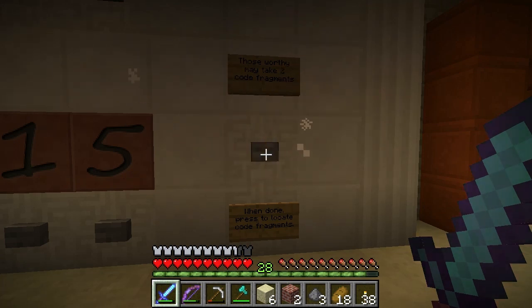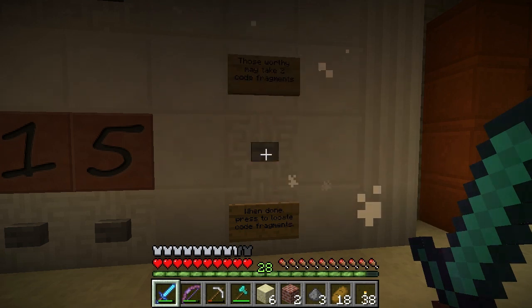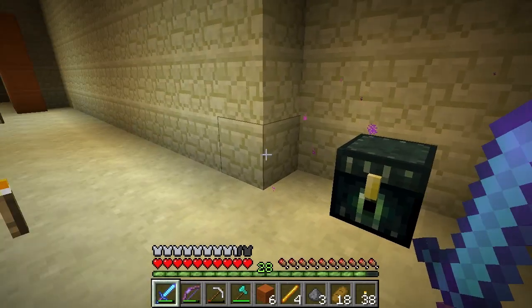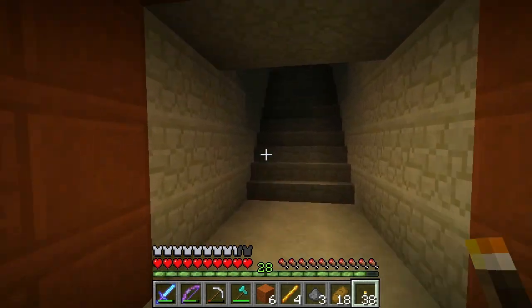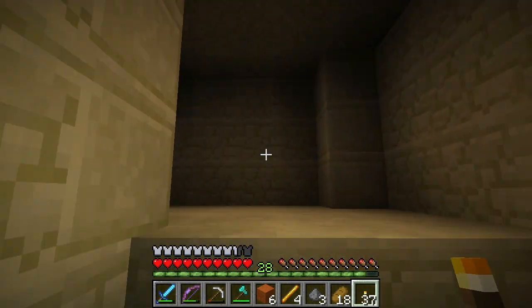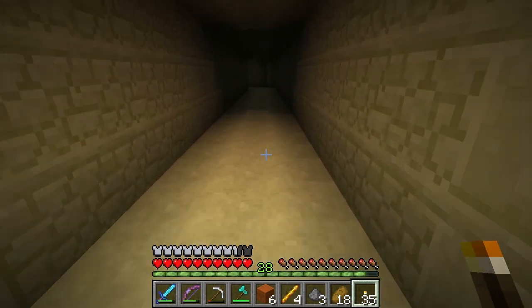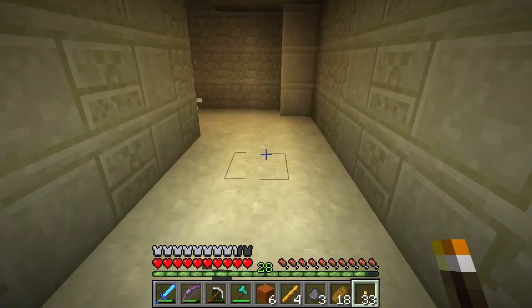Okay. Assuming I didn't change those two numbers over there, and I pressed the button, and assuming I got it all right, there are my five code fragments. Assuming they're correct, what is down this way then? Or up this way? Maybe this leads out to that village. I've got a decent number of torches.